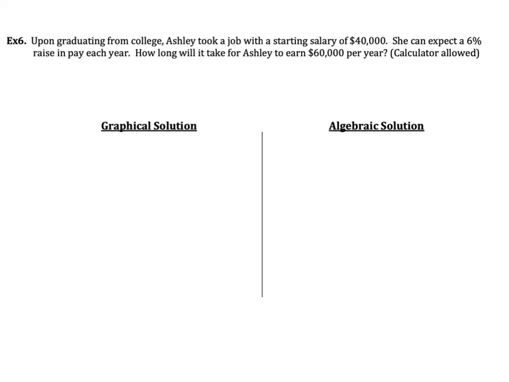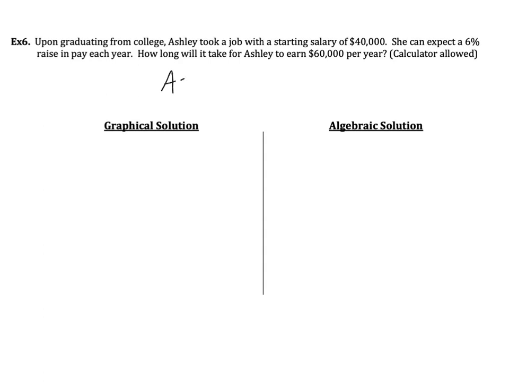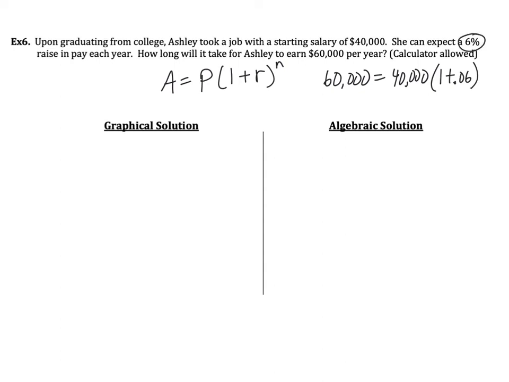So you might remember that equation we had, which was taking whatever your starting amount was and then multiplying by 1 plus the rate, taking that to the n power. So she ended with $60,000 per year. That was her final amount. She started with $40,000 per year. She got a 6% raise per year. So it's 1 plus 0.06 because we change our percentage to a decimal. So we move it twice to the left.